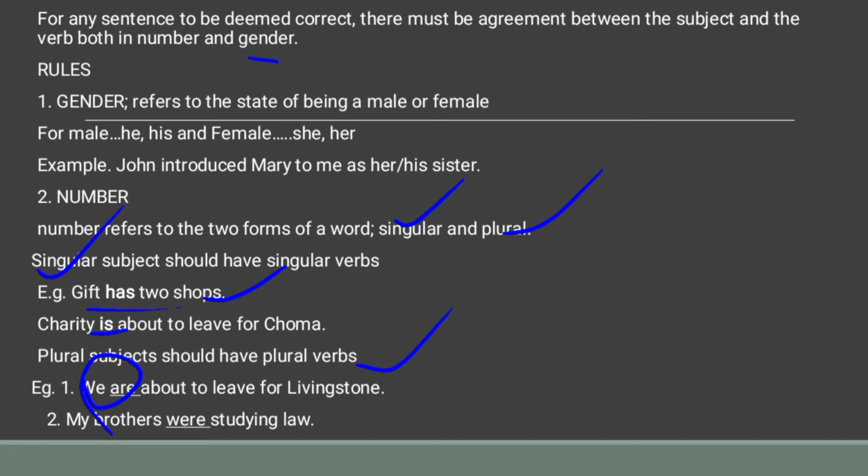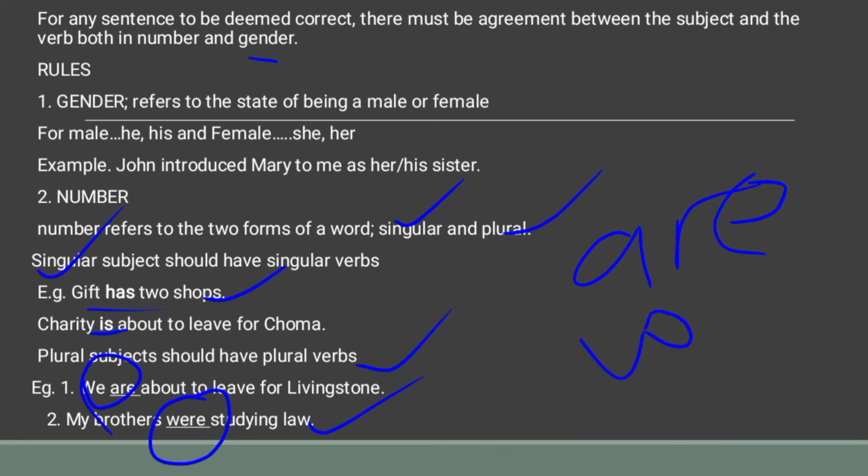My brothers were studying law. Were, here, is the past tense of are. So if they are studying right now, we would have said my brothers are studying law. Now since it's in the past, we'll say were.